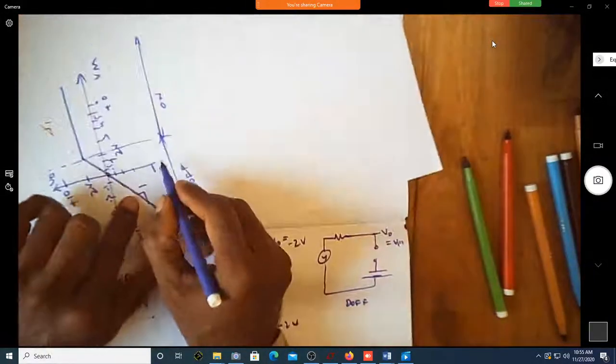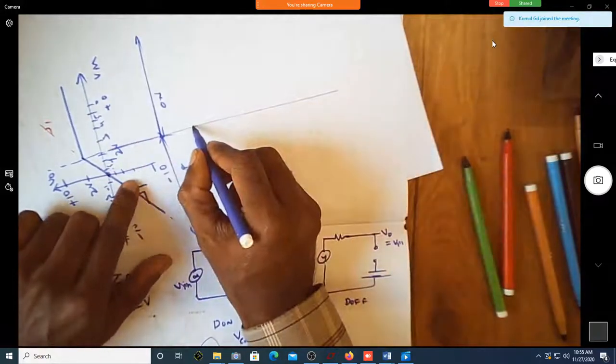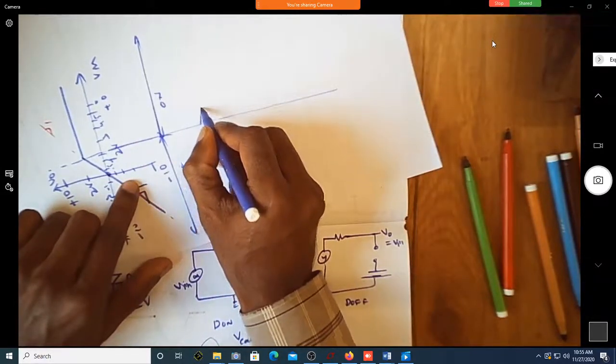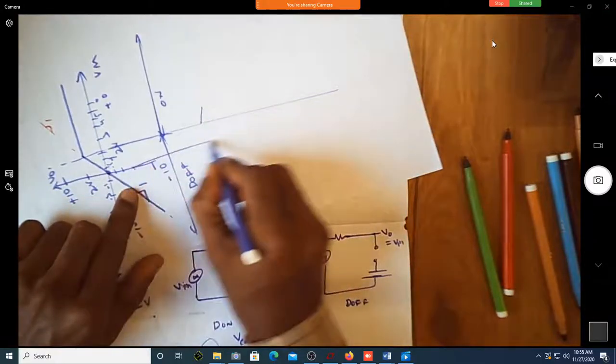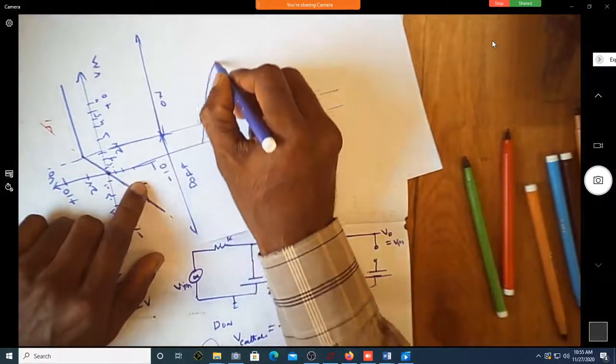Suppose you want to get back that waveform, you can write it like this. Sorry, this is my reference. This is my input voltage.